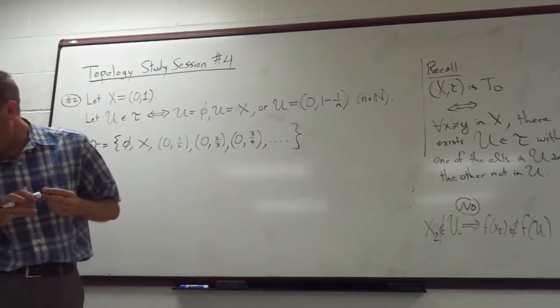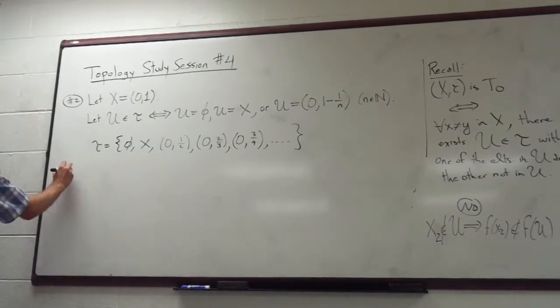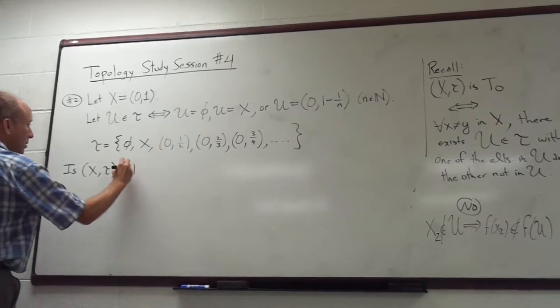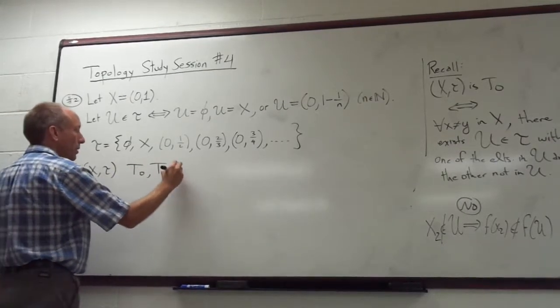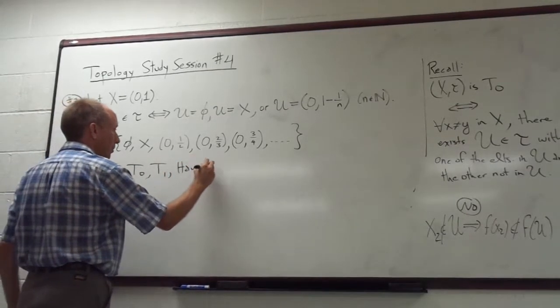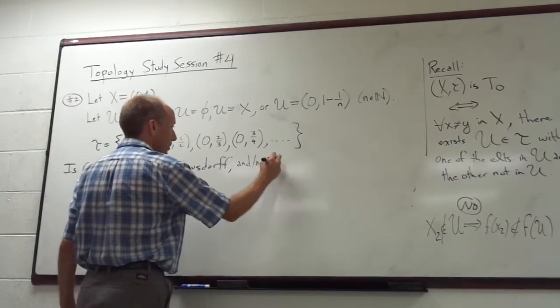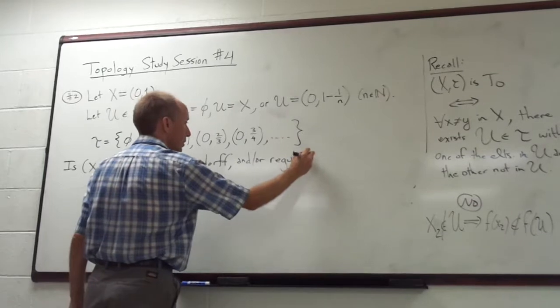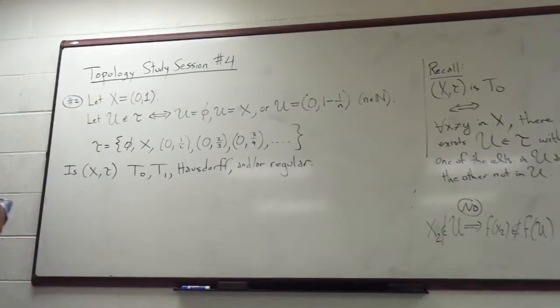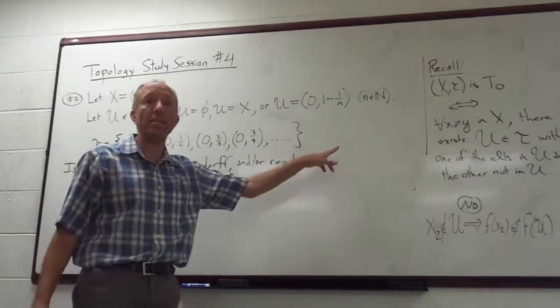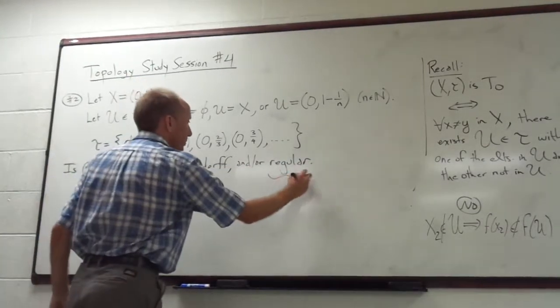So then the question that I want to ask is: is (X, tau) T0, T1, Hausdorff, and/or regular? Remember that regular is just a shorthand for T1 and T3.